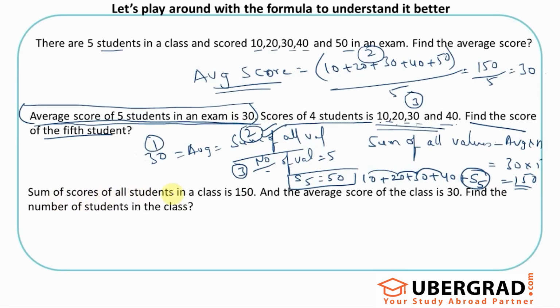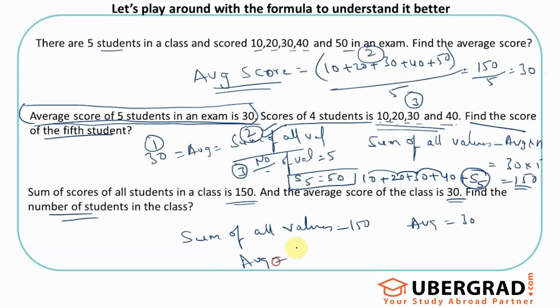The sum of scores of all students in a class is 150. So they gave that the sum of all values is 150 and the average score is 30. They are asking me to find the number of students in the class. So average is sum by the number of students, which is basically 30 equals 150 by n. So that gives me the number of students as 5.